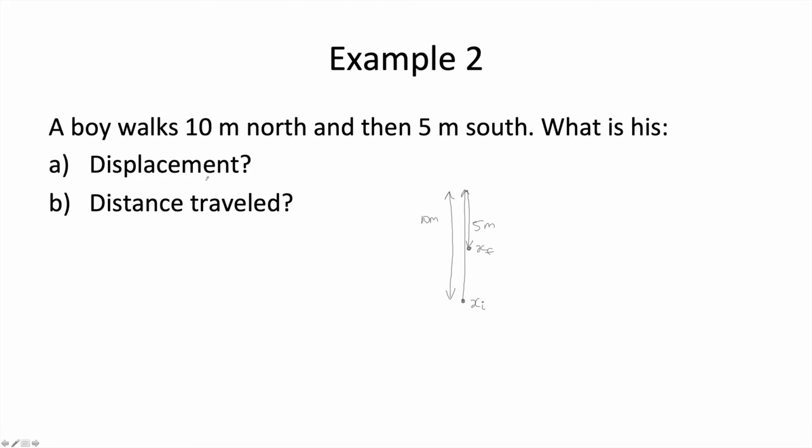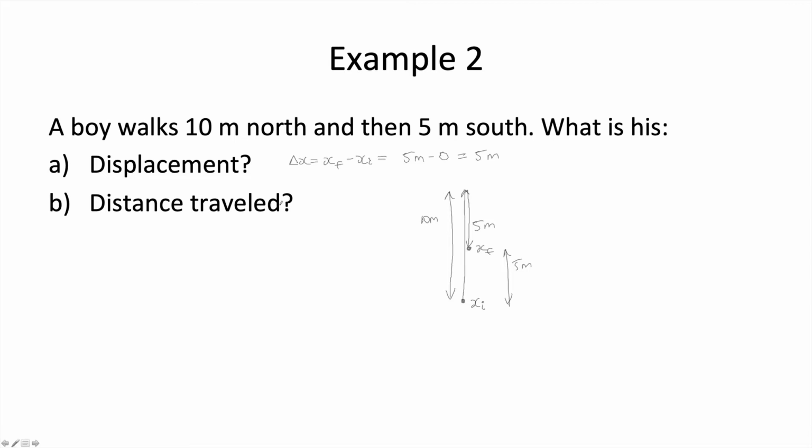And we're asked, what is his displacement? Well, his displacement is equal to the final position minus the initial position. So if we call this place the origin, then the final position, looking at this, if it's 10 up and then 5 down, this distance here must be 5 meters. So this is equal to 5 meters minus the initial position, which is 0 meters. So this is equal to 5 meters. So his displacement is 5 meters.